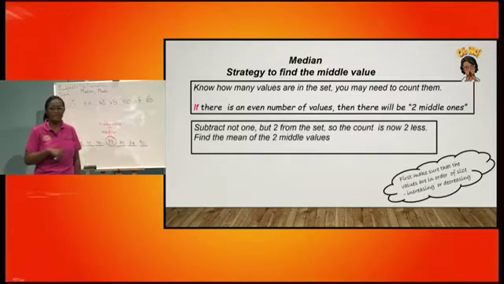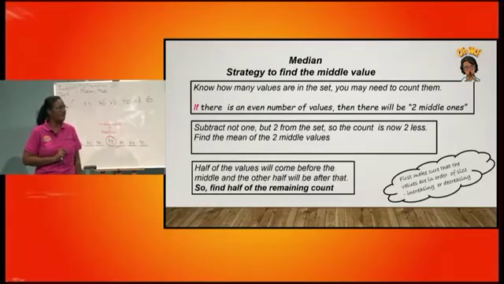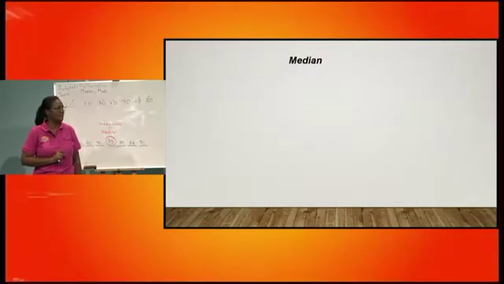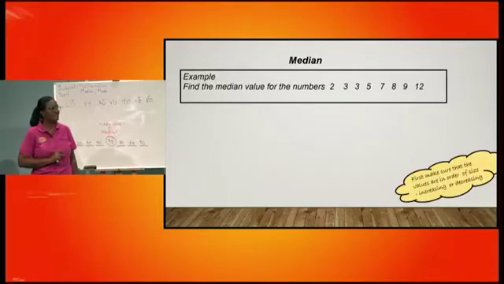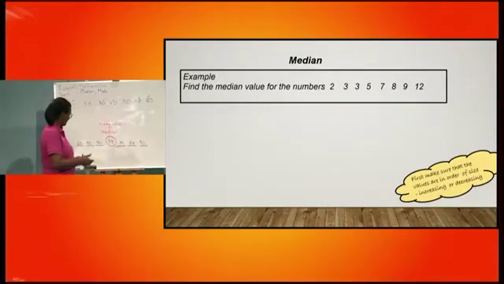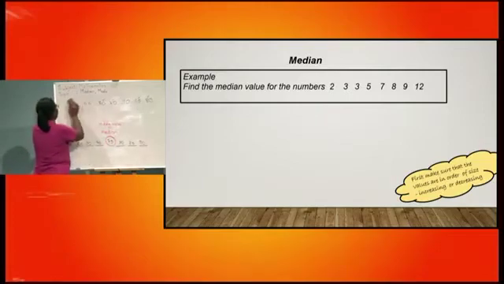We now take out the middle ones, which would be 2. So we don't take out 1, we take out 2 scores. So the count is now 2 less, and then we find the mean of the 2 middle ones. Half will go on one side and half will go on the other side. Remember, you always have to ensure that the numbers are in order of size, right? Either smallest to greatest or greatest to smallest. All right? So here's an example. Find the median value of those numbers. So we now need to write the numbers in order.